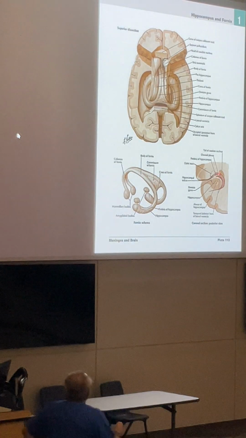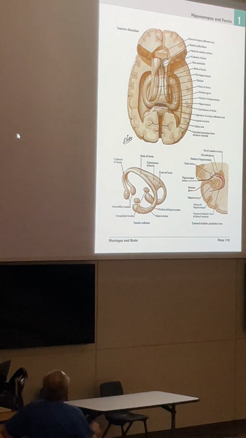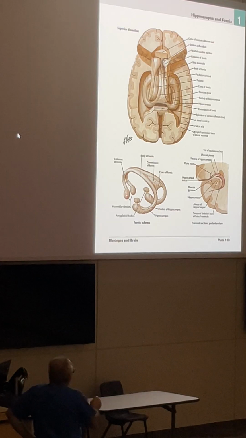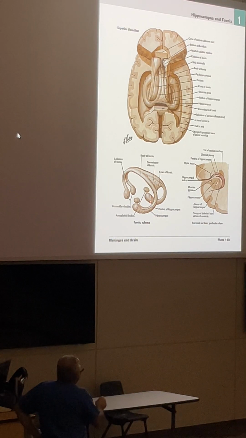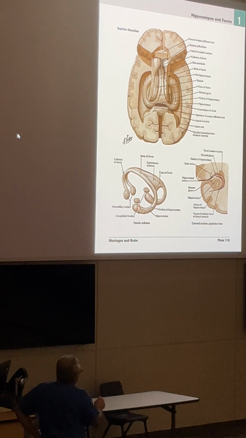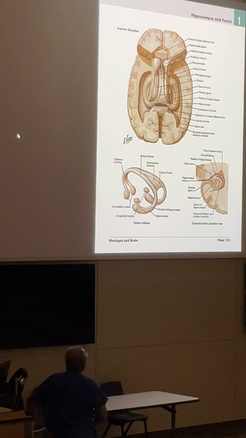Hippocampus, fornix, two bundles. It runs with the hippocampal formation, with the hippocampus, but it's not a part of it. This picture shows that it connects to the hippocampus, ends up by the hippocampus itself, in proximity to the amygdala, and the mammillary bodies.